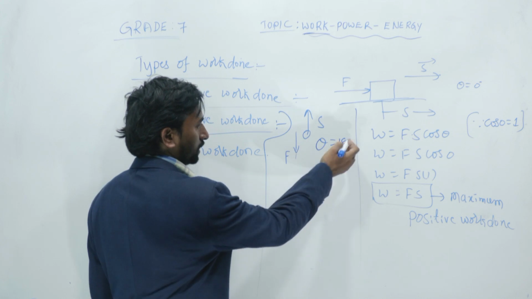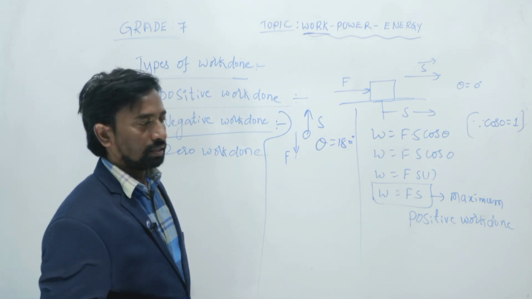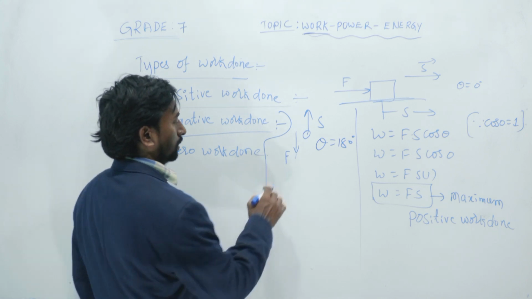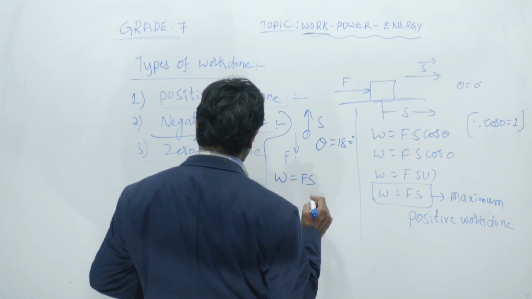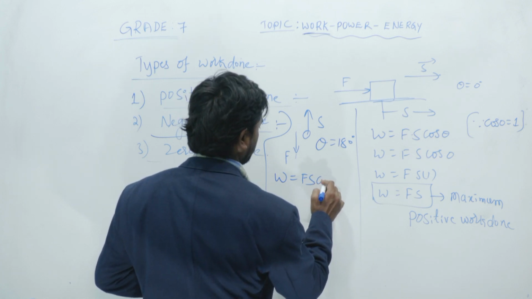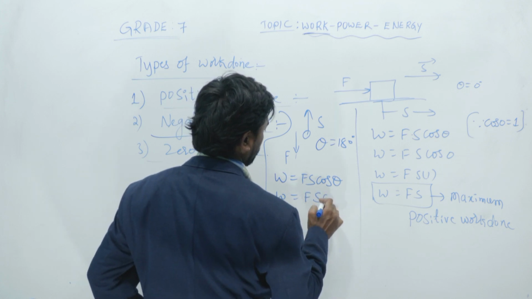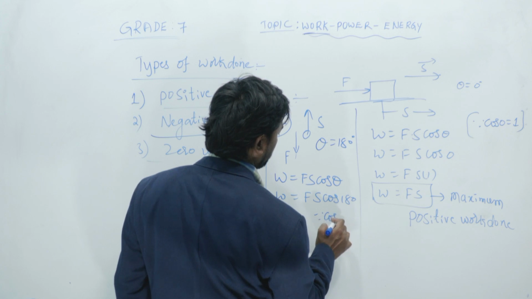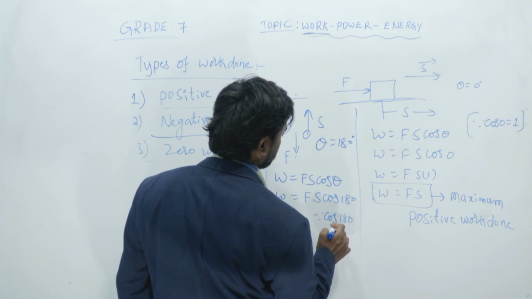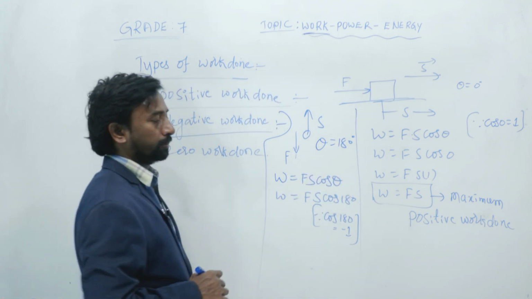Downward means the theta value will be 180 degrees. If the theta value is 180 degrees, then the work done formula is W equals Fs cos theta. Then W is equals to F into S cos of 180 degrees. Since the cos 180 value is minus 1, that has to be remembered.